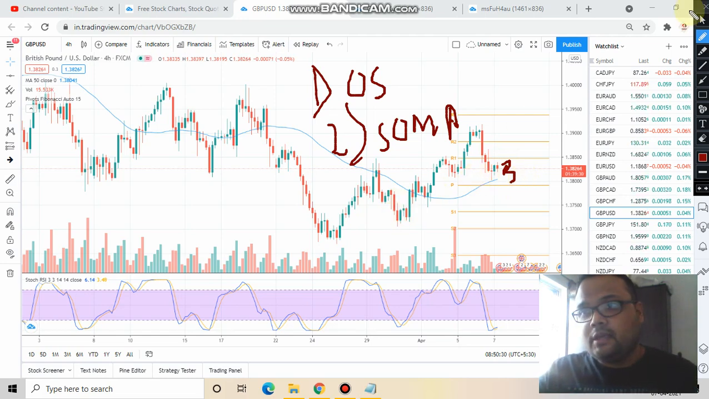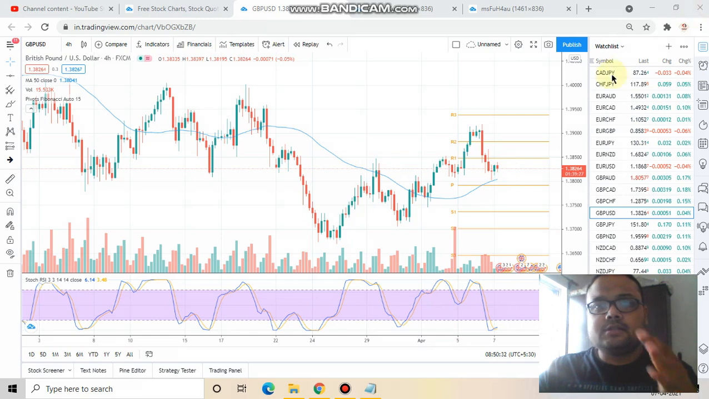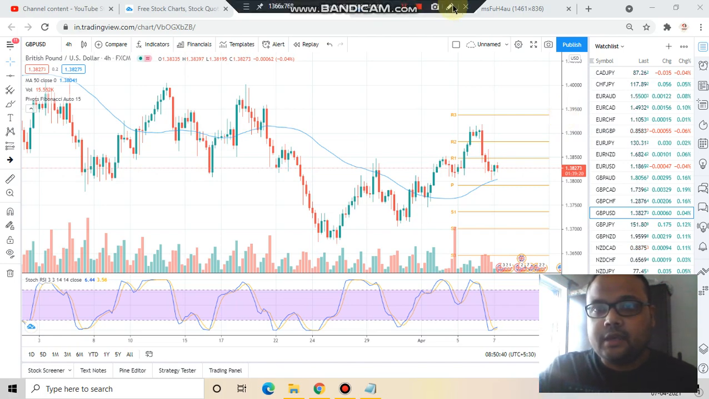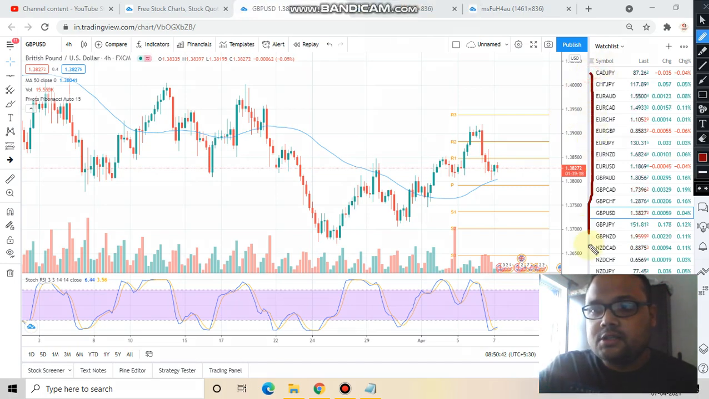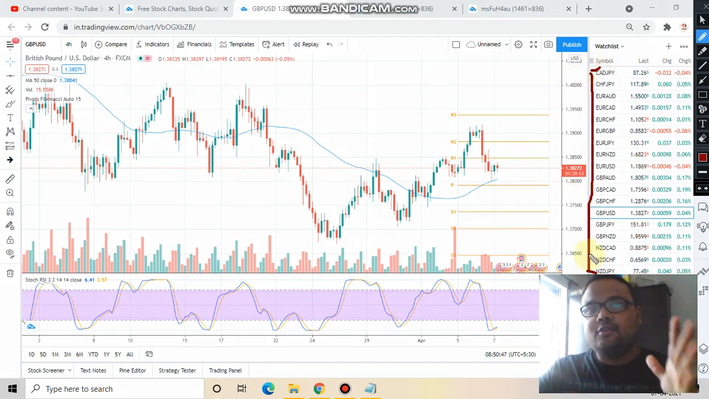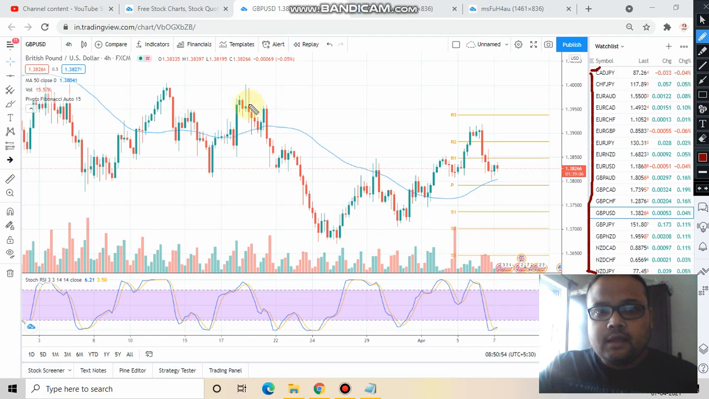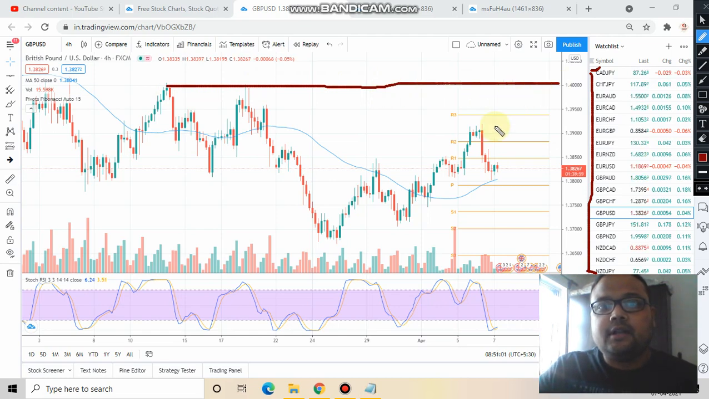But if you ask me, I will not buy here personally, because as I've already mentioned in a few videos, I am a defensive kind of trader. As you can see here, I have a long list of currency pairs. For every currency pair, I have got a few levels, and I trade on those levels only. For example, for GBP USD, I'll only be trading when it reaches this particular level or this particular level.